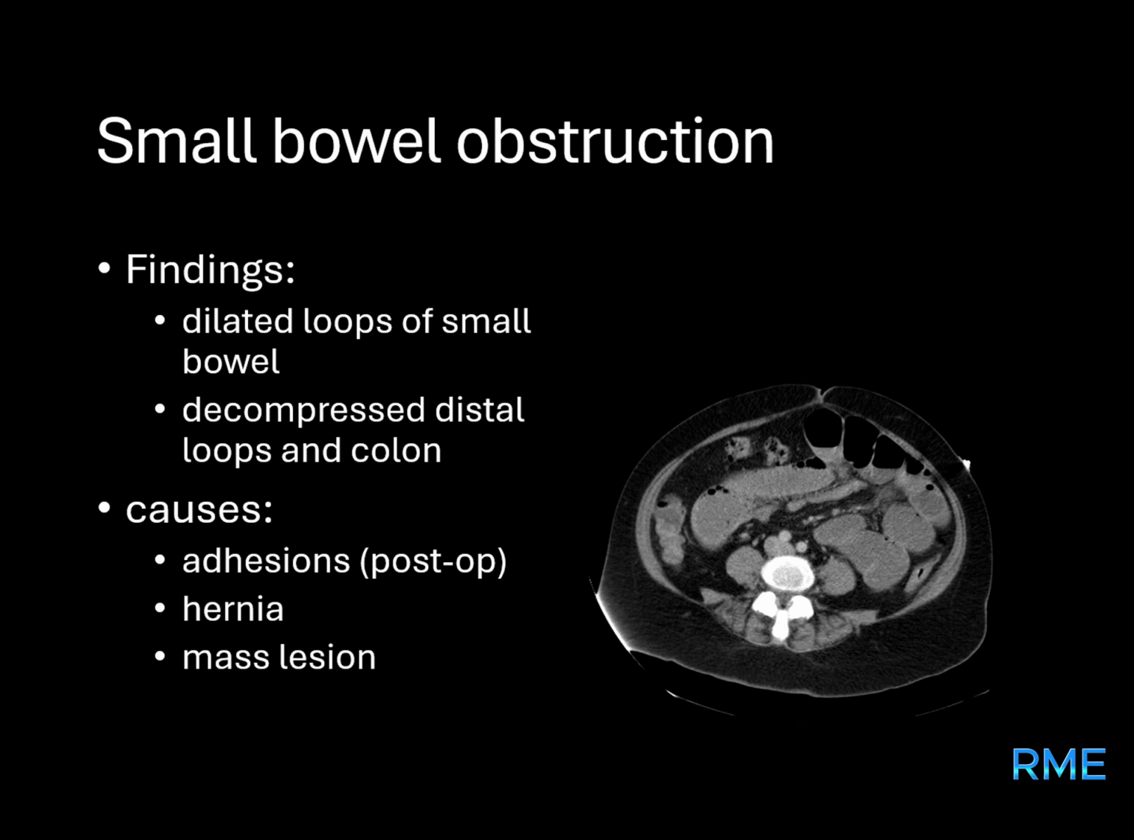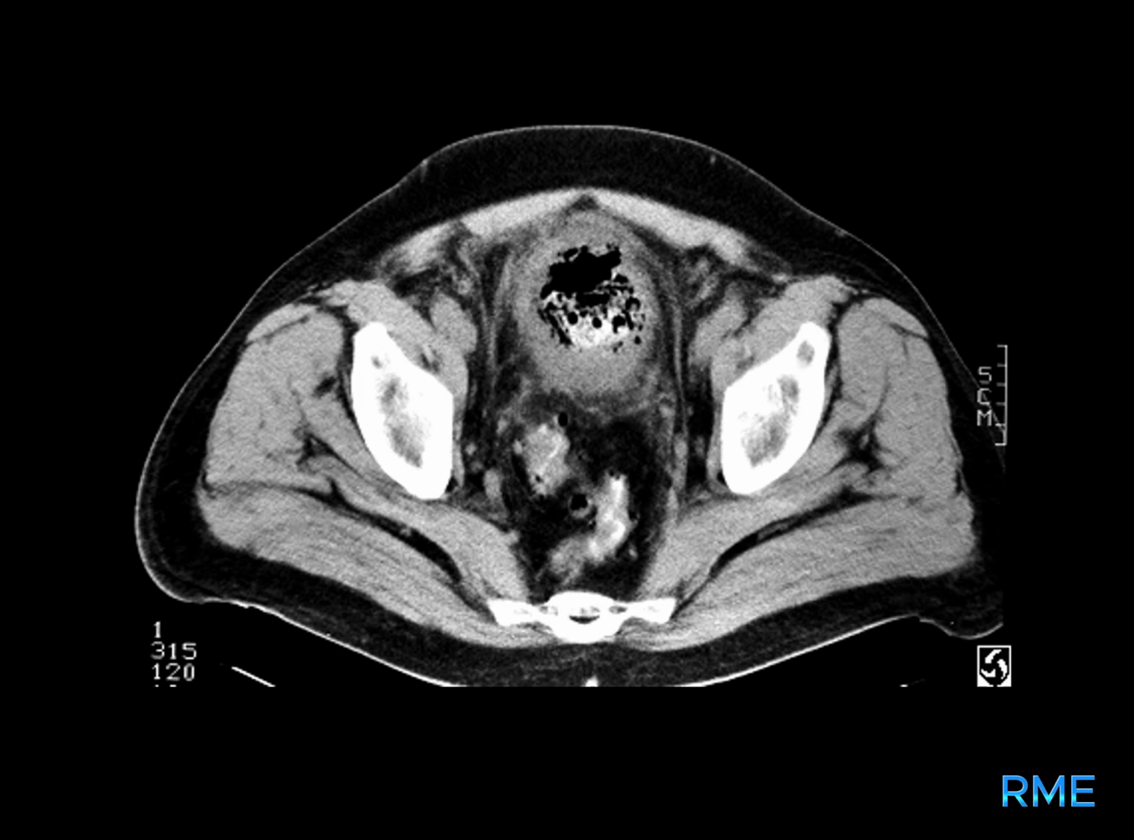Differential diagnoses include adhesions, post-op, hernia, and mass lesion. To further evaluate, an abdominal X-ray or CT scan can help identify the cause of the obstruction and confirm the diagnosis. Management involves nasogastric decompression, IV fluids, and surgical consultation if there is no improvement. Let's move to the next case.